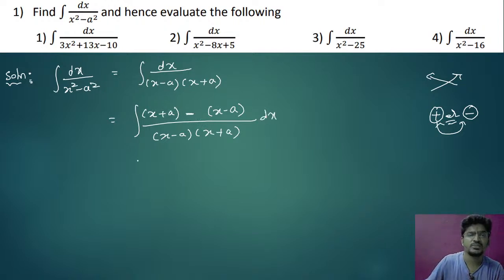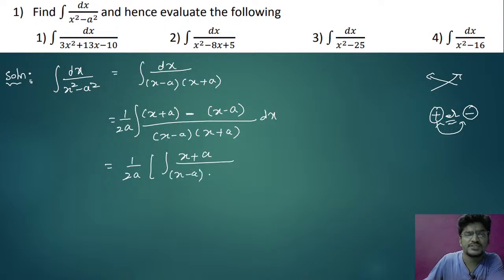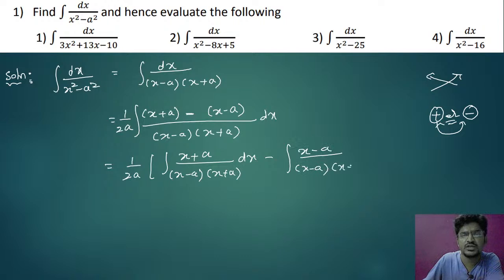So now you can simplify this. Minus into minus is what? Plus. So a plus a is what? 2a. So to adjust that 2a, you can write it outside. If you write like this, it will be very simple. So now 1 by 2a into integration of x plus a divided by x minus a into x plus a with respect to dx, minus integration of x minus a divided by x minus a into x plus a with respect to dx. Cancel x plus a, x plus a, x minus a, x minus a. What is remaining here? dx divided by x minus a.